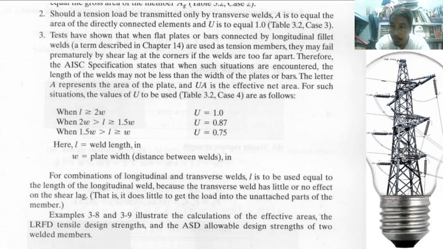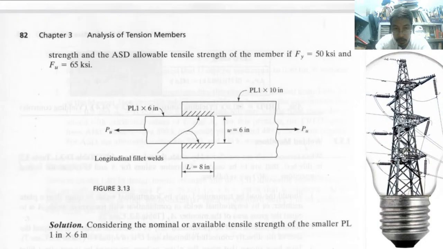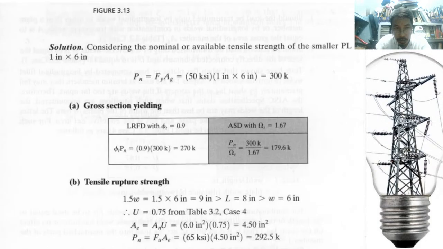Because 0.875 multiplied by 0.5 is about 0.4, okay? So it's very low. So we have to use the higher one, which is 0.75, and therefore we can proceed with the computation here, okay.